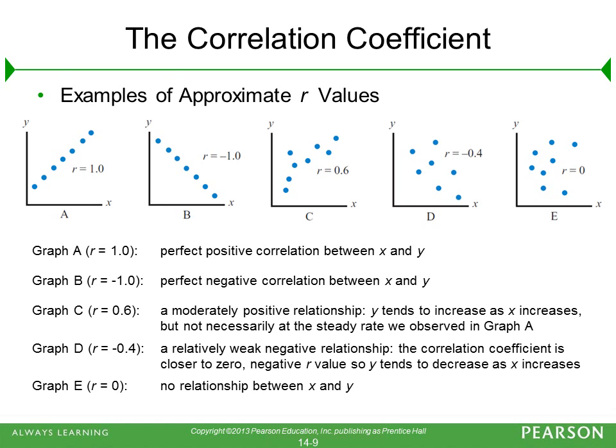Graph C shows a correlation coefficient R of 0.6, which shows a moderate positive correlation. And graph D shows a moderate negative correlation, and then the last graph, graph E, shows a zero correlation. So that's how the scatter plot looks with all of these R values, correlation coefficient values.